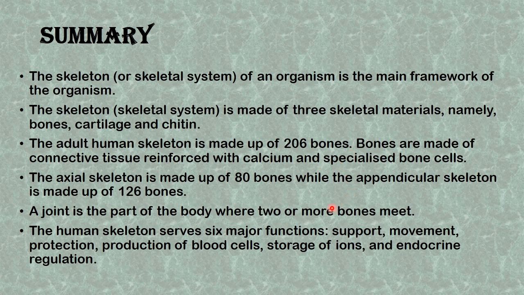Bones are made up of connective tissues reinforced with calcium and specialized bone cells. The axial skeleton is made up of 80 bones, while the appendicular skeleton is made up of 126 bones. A joint is the part of the body where 2 or more bones meet. The human skeleton serves 6 major functions: support, movement, protection, production of blood cells, storage of ions, and endocrine regulation.